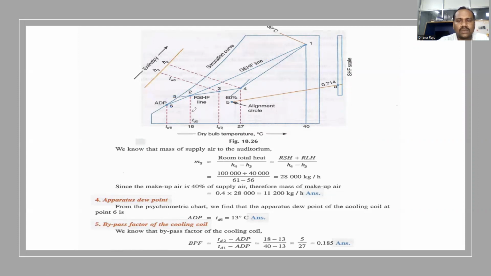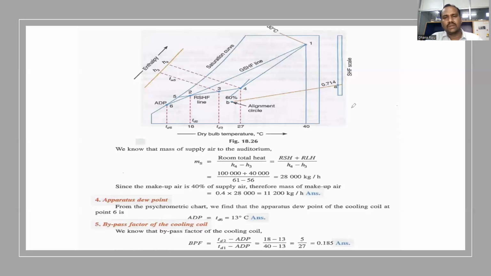And what is the total temperature difference? It is T1 minus T6. So T2 minus ADP by T1 minus T6 gives the bypass factor. Since T2 is given as 18 degrees centigrade, ADP 13, and T1 is 40, and it is 13, we will get 0.185. That is the bypass factor. So the bypass factor for this problem is 0.185. If you want to calculate the efficiency of the coil, then it is 1 minus bypass factor, so 1 minus 0.185 gives the efficiency of the coil.